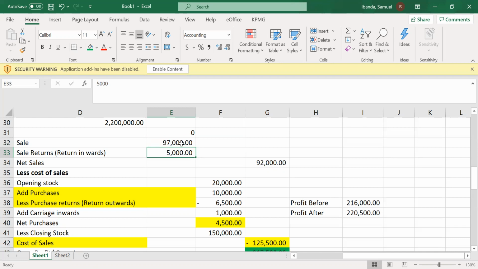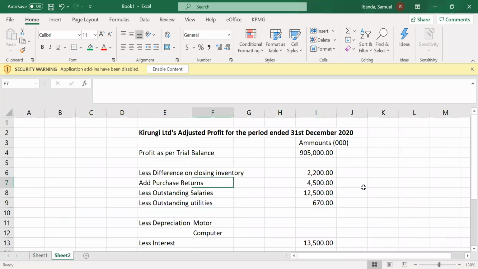Can anyone support on that? Our sales, when they increase, they increase our profits. When they reduce, they reduce our profits. Yes, they reduce our profits.